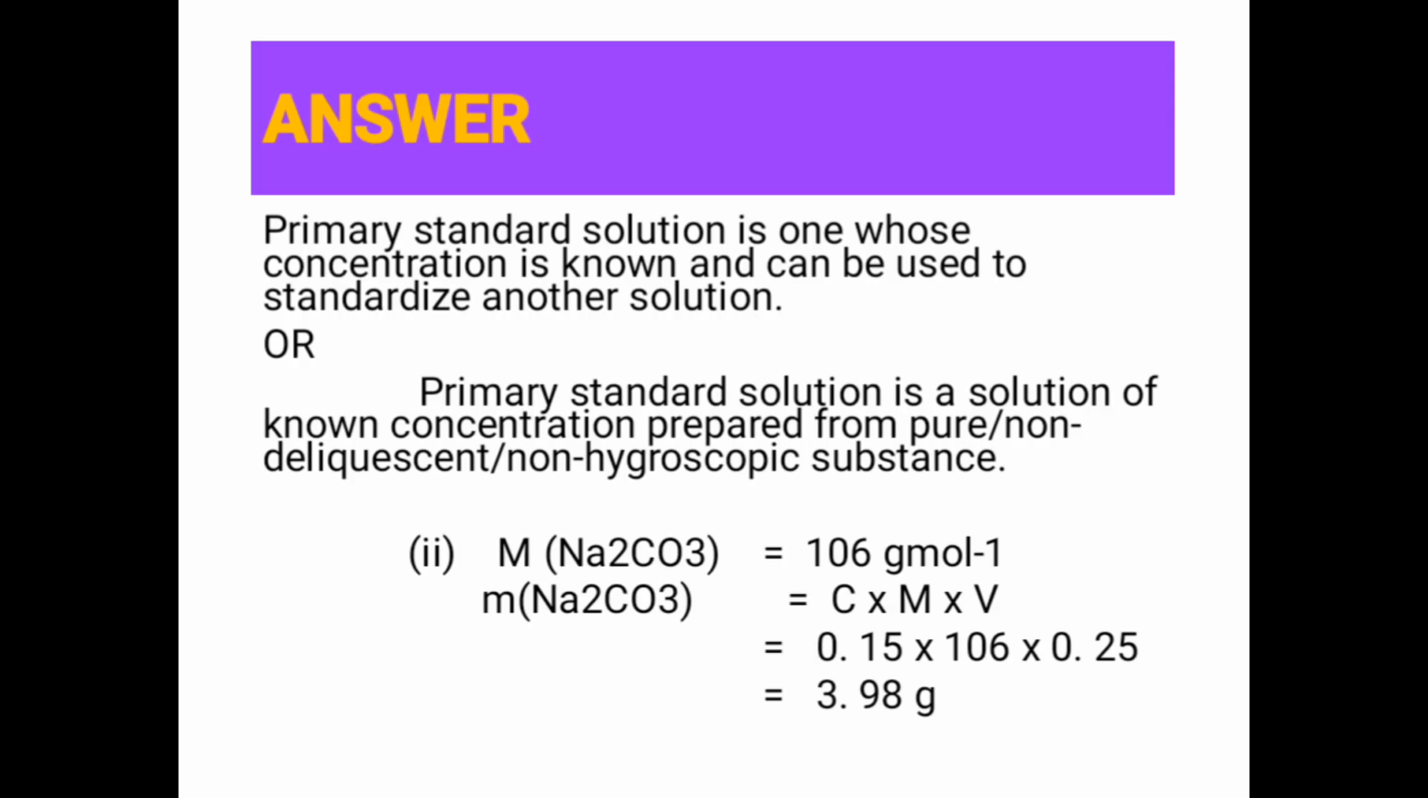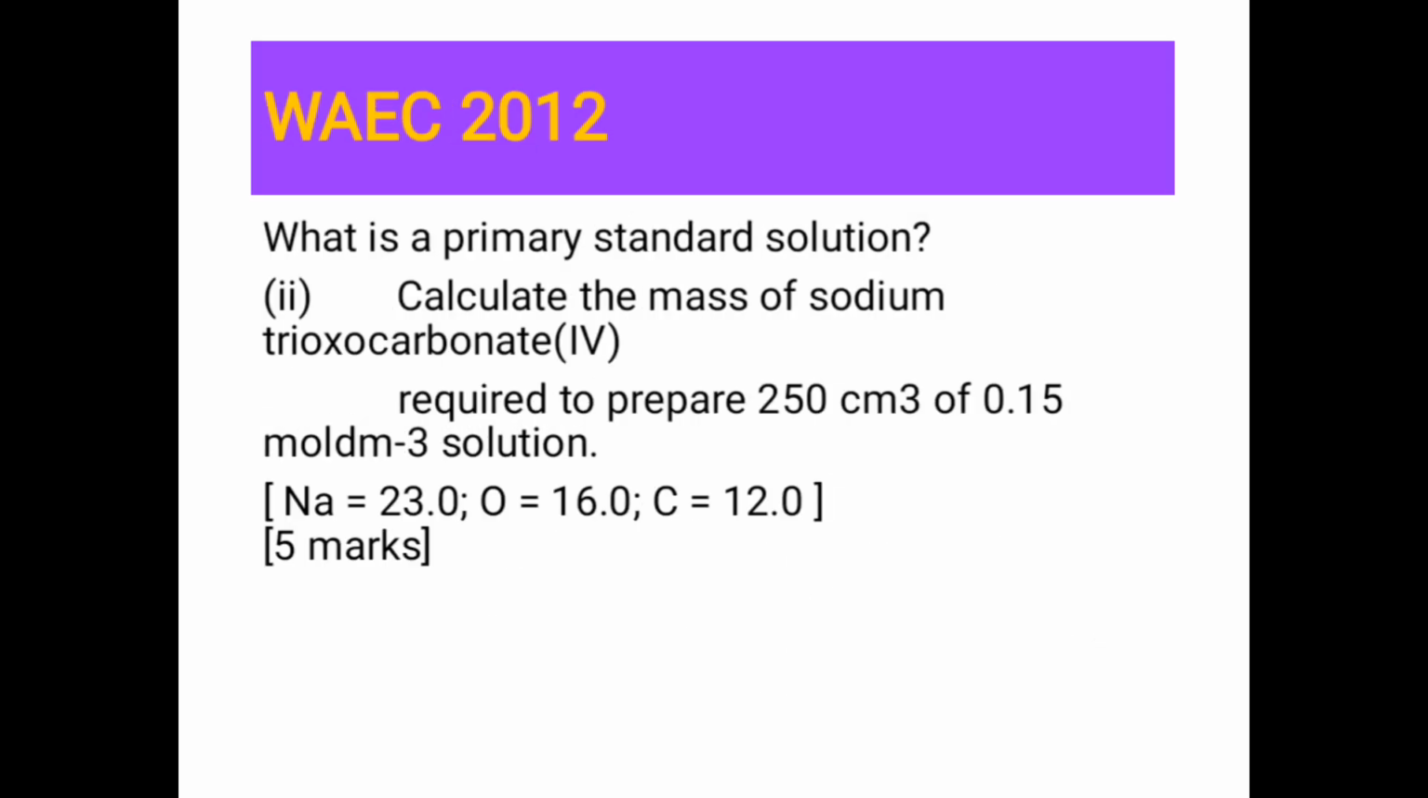Or you can also say that a primary standard solution is a solution of known concentration prepared from a pure, non-deliquescent or non-hygroscopic substance. Now you are looking for the second question. It says you have to look for the mass required to prepare 250 cm³ of 0.15 molar.